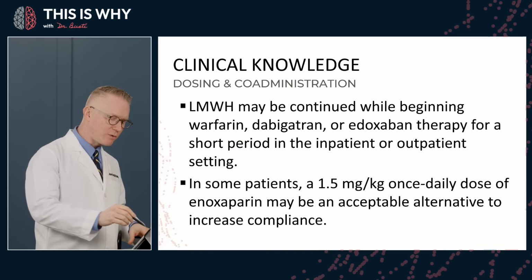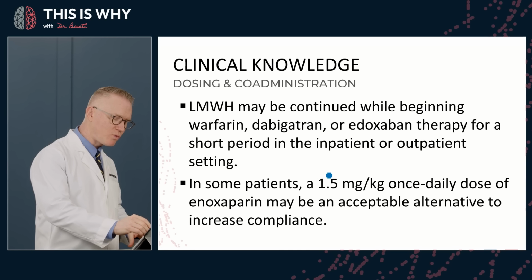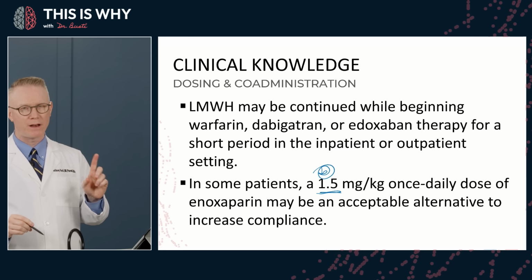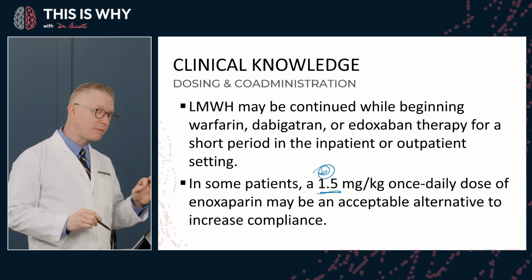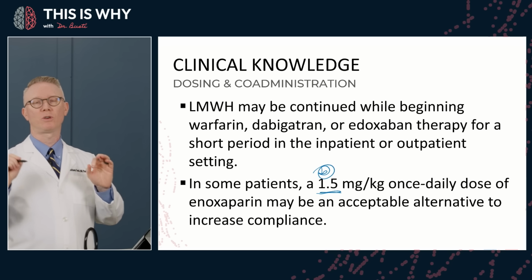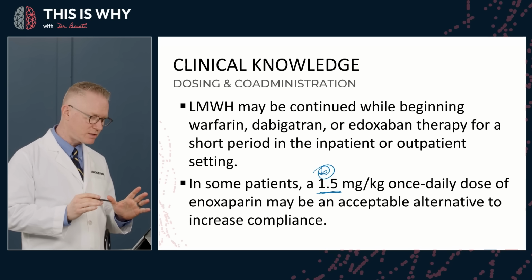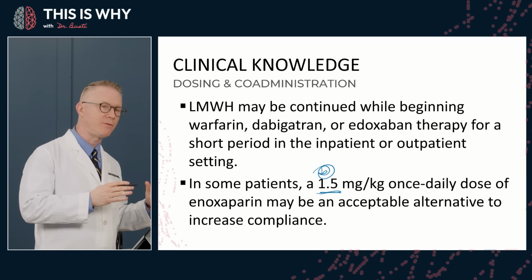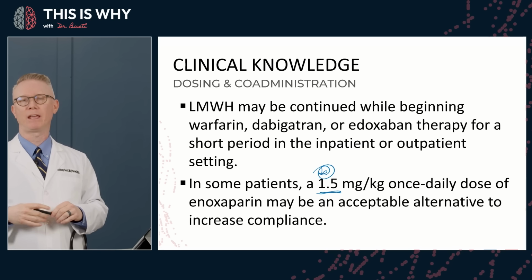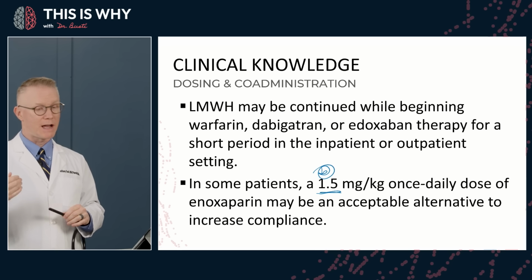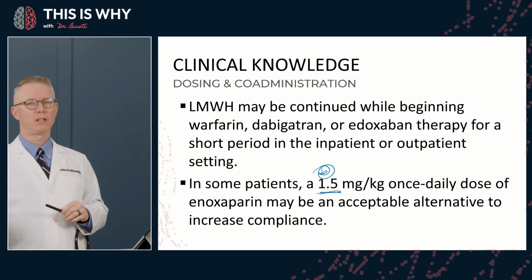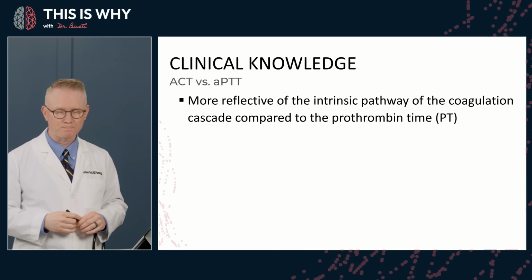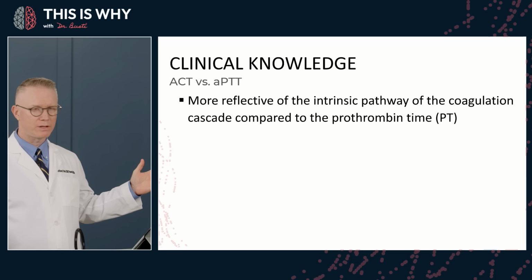There is a dosing recommendation that you can use 1.5 milligrams per kilogram of enoxaparin, not Dalteparin, but enoxaparin, as an acceptable alternative if you want to administer it once a day. In most common situations, that's in the inpatient environment, where the nursing staff and the providers are monitoring that and making sure the patient gets it. Because obviously if you miss a dose, then you're running the risk of not having the proper anticoagulation for that scenario. How do we monitor these drugs?